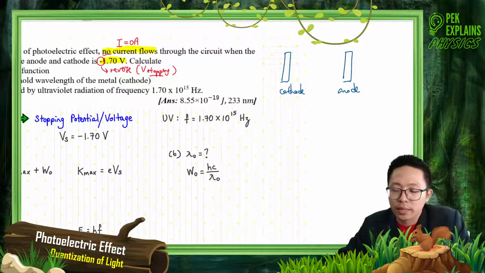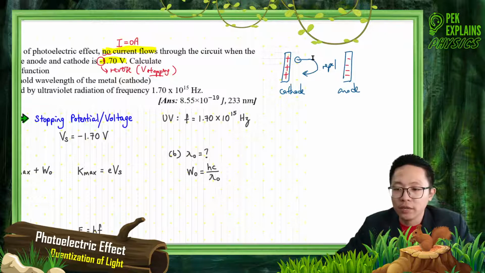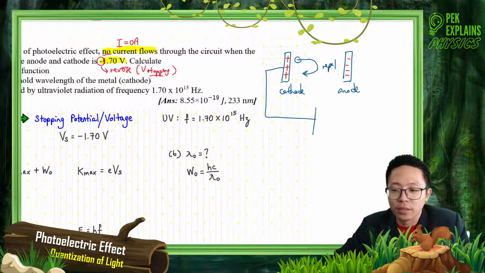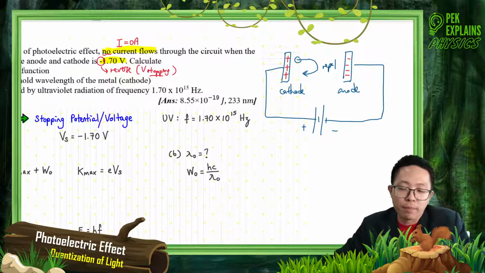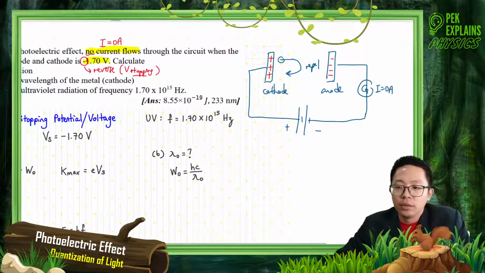After reverse voltage, this one becomes the positive plate, this one becomes the negative plate, and the electron which is ejected out is being repelled by the anode, because we know that negative and negative charges repel. Here the voltage applied repels the electron, and the galvanometer will show 0 reading, because no electron can reach the anode.